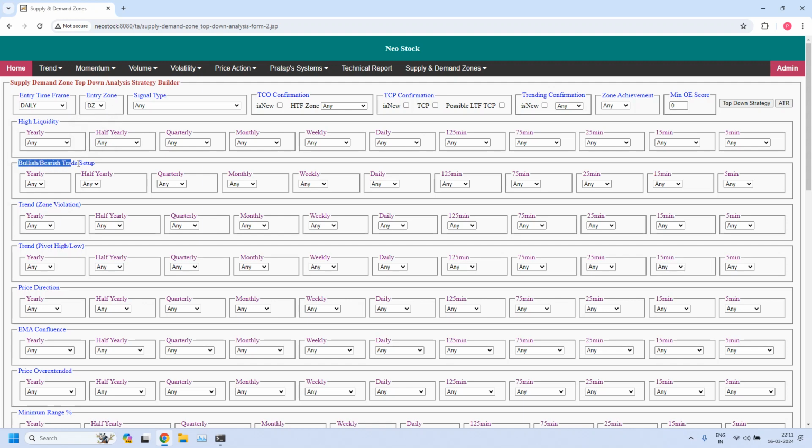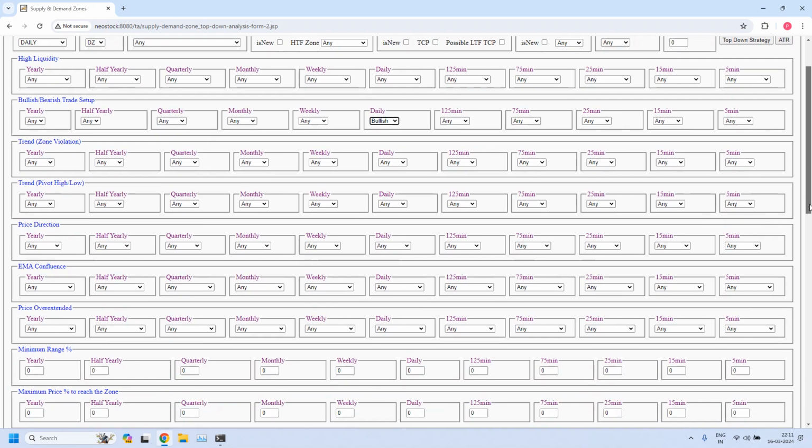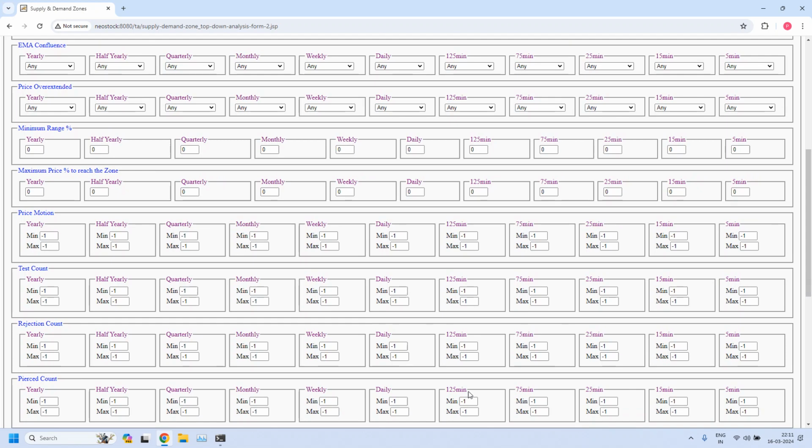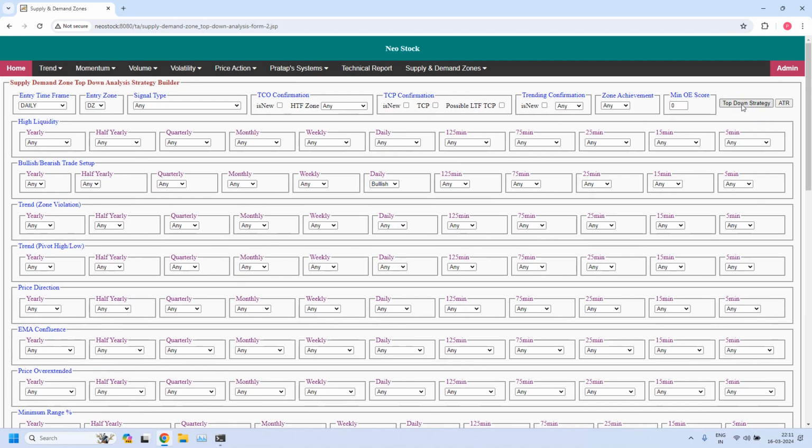In this parameter bullish or bearish trade setup, in daily time frame, I am selecting bullish. And we will also add some filters. The first filter is we don't want any pierced zones. That's why I'm setting pierced count as 0, for the minimum value 0 and maximum value 0. That indicates the zone should not be pierced. Pierced count 0 indicates the zone is not pierced. Now let's filter the stocks.